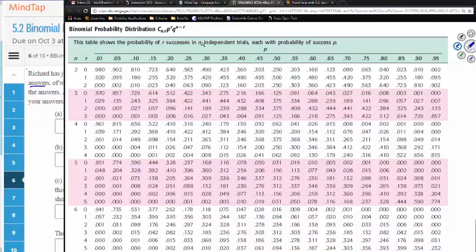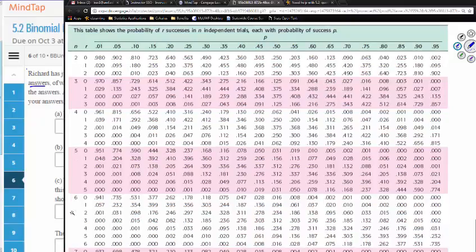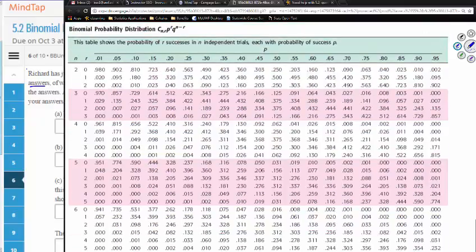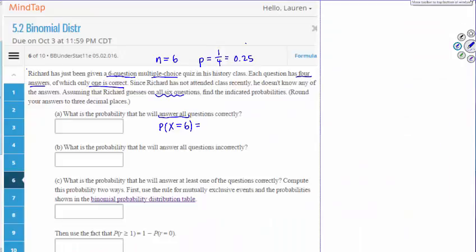Probability of R successes in N independent trials with a probability of success P. So probability of success P is 0.25 for this quiz. The number of repetitions, N, is 6. And we would like to know the probability that he gets all 6 correct. So we're down here, 6 repetitions, all 6 correct, probability of success 0.25. Shows that the probability of him getting them all correct by guessing is 0%. Not too good.